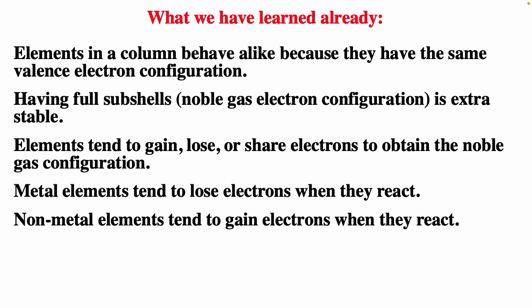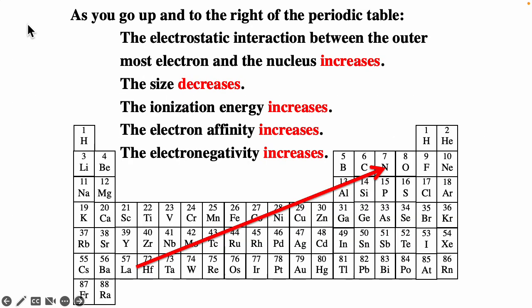So what have we learned so far? We've learned that elements in the column behave alike because they have the same valence electron configurations, and that having full subshells like noble gases is extra stable. Hence, elements tend to gain, lose, or share electrons to obtain noble gas configuration. Metal elements tend to lose electrons when they react, and non-metal elements tend to gain electrons when they react.